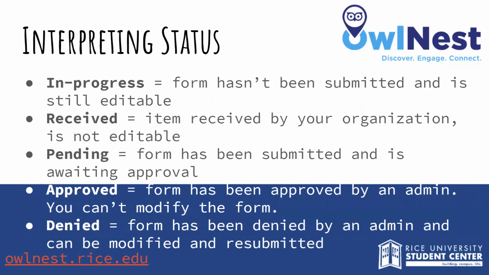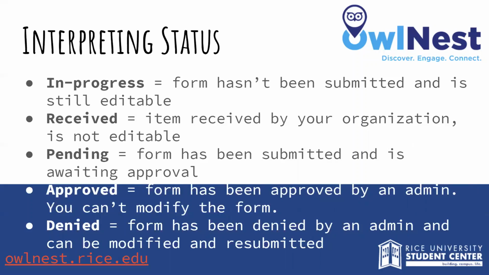Here's some more detailed information about what your form status means. If you are filling out a form for an organization, there will be only two statuses you will see: in progress and received. In progress means your form hasn't been submitted and is still editable. Received means your form has been submitted and received by your organization and is not editable.